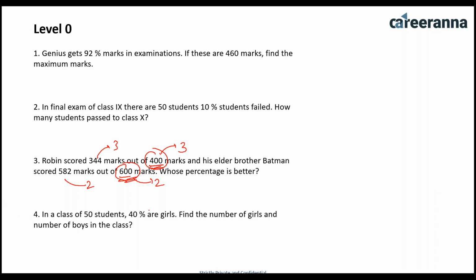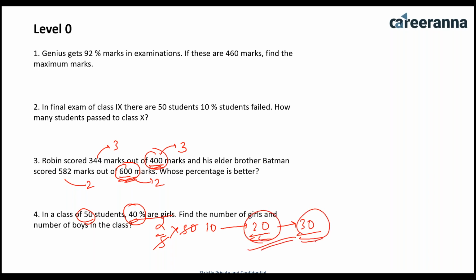In a class of 50 students, 40% are girls. Very easy question, you guys have done it. 30 boys and 20 girls. 40% of this number, how do you guys calculate this? 40% can be written as 2 by 5. 2 by 5 multiplied by 50. Very easy, 20. Remaining would be boys, which is 30. Is it clear to all? Very good, Anjali.